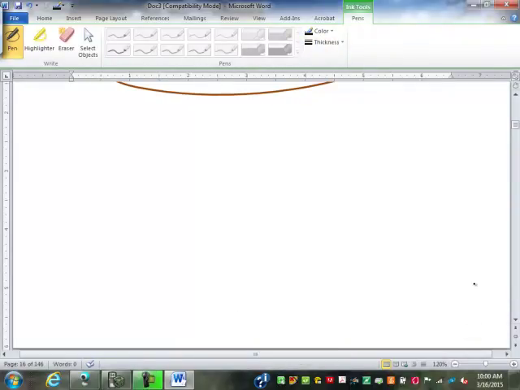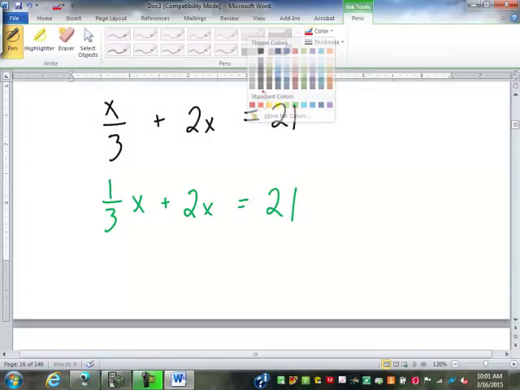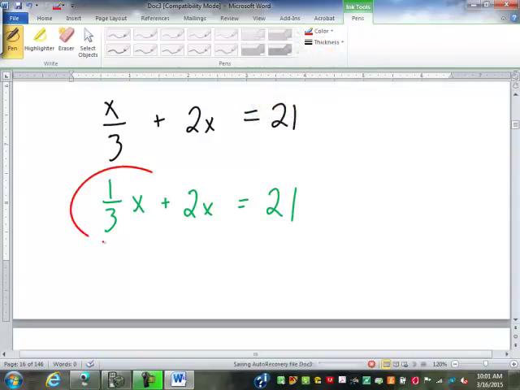So anyway, let's change gears just a little bit. Now that we've reviewed all that stuff, let's look at things like this. How on earth would we approach this problem? Well, we talked about this before. X over 3 can be thought of as 1/3 x. Now that we have 1/3 x plus 2x, we can combine these. What's 1/3 plus 2? 2 1/3 x equals 21.